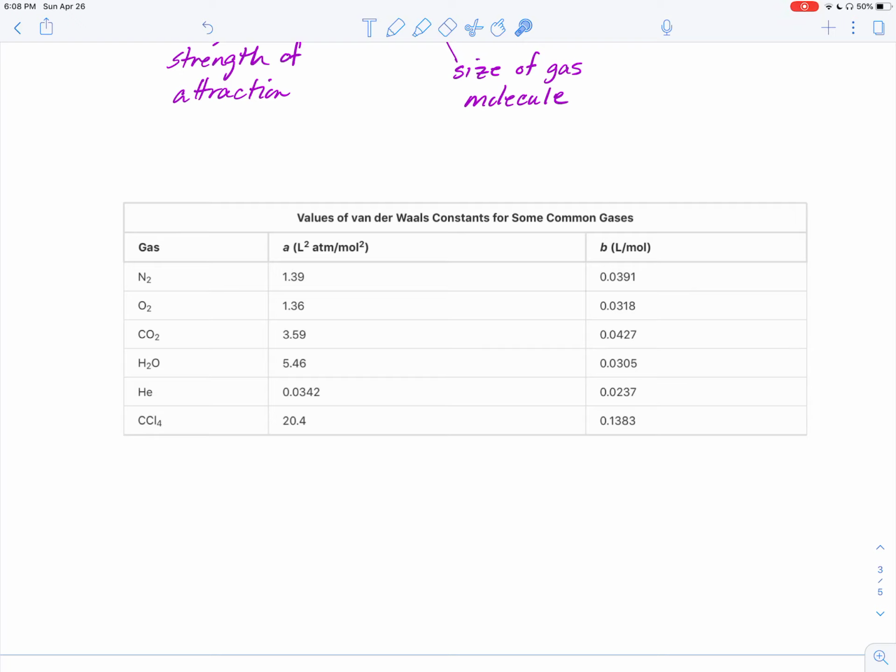And there's a table in your text that has a few gases, but you can look these up in the back of your textbook or just Google them online. But here are a few for you. The correction factor A for a couple of gases is here, but the units are pretty important to keep in mind. For A, they're liters squared atm divided by moles squared. And the units for the B correction factor is liters per mole.